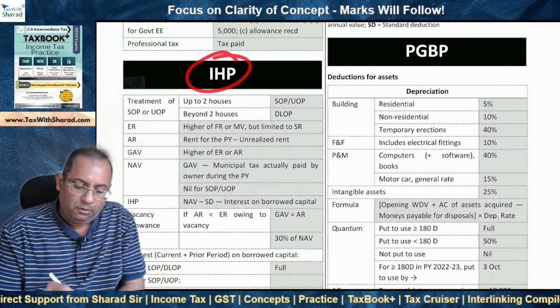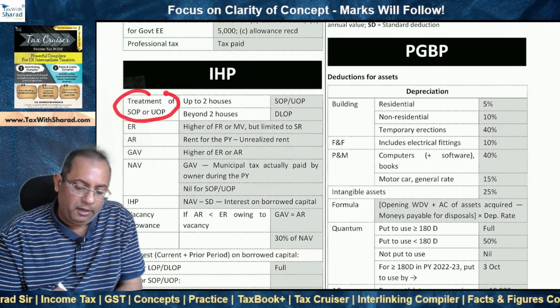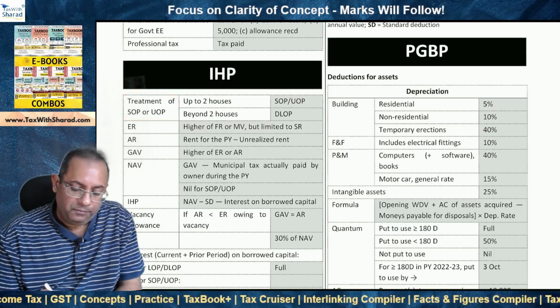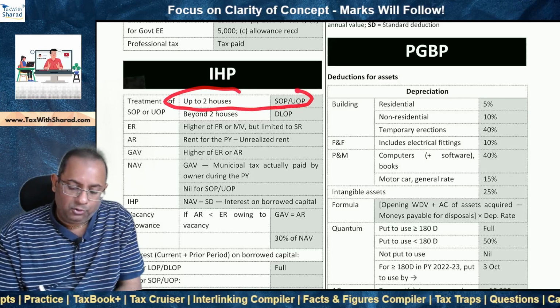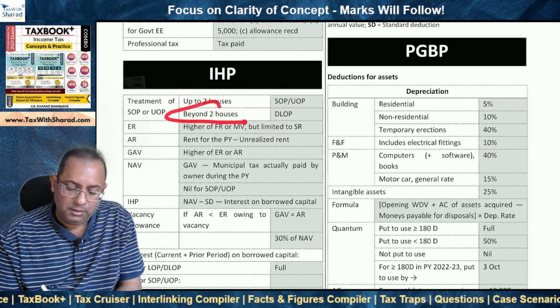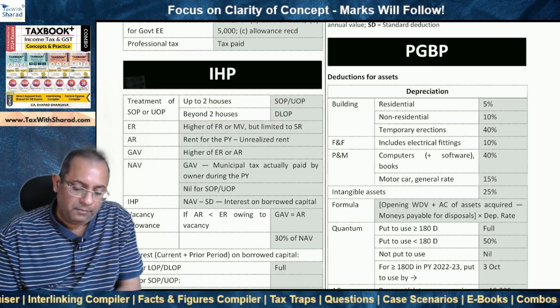We now move to income from house property. Treatment of self-occupied property or unoccupied property, SOP or UOP. Up to 2 houses are treated as SOP or UOP, and beyond 2 houses, the properties are treated as deemed to be let out property or DLOP.